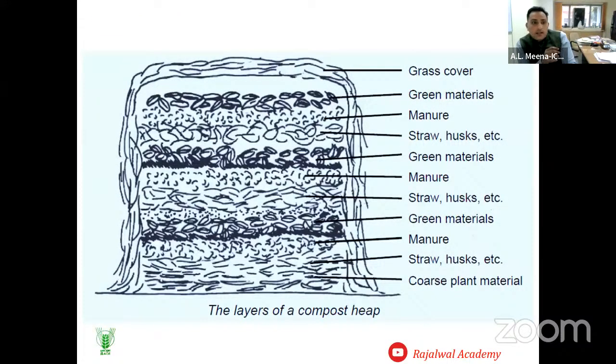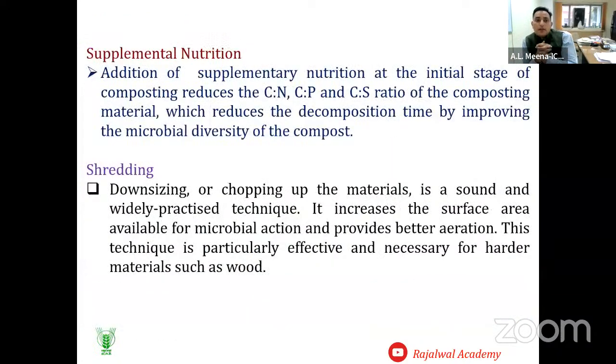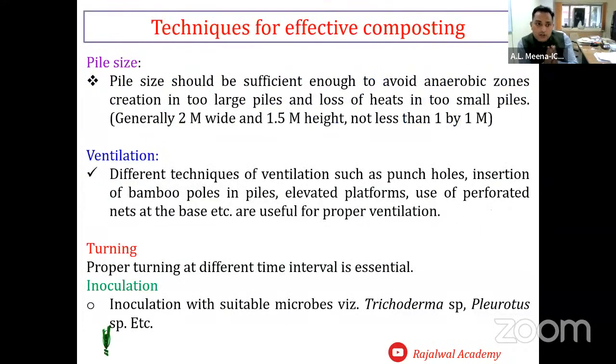For preparation of compost, the pile size should be sufficient enough to avoid anaerobic zones. It should not be too high, and it should not be too small. The ideal size is 2 meters wide and 1.5 meters high. If the height is greater, then anaerobic zones will be created.